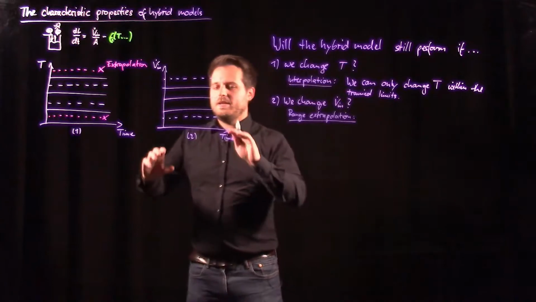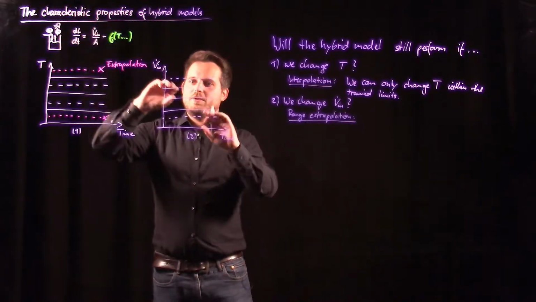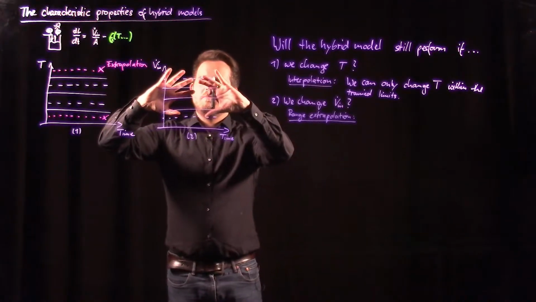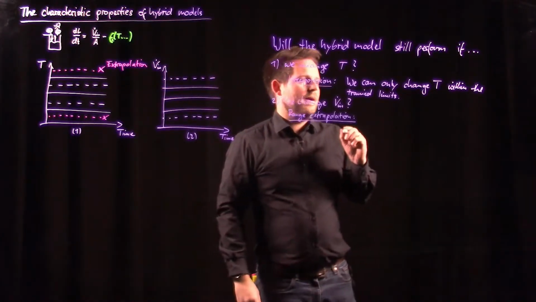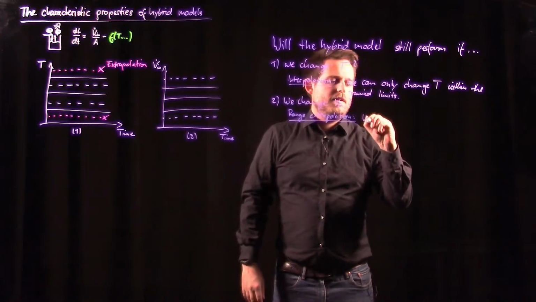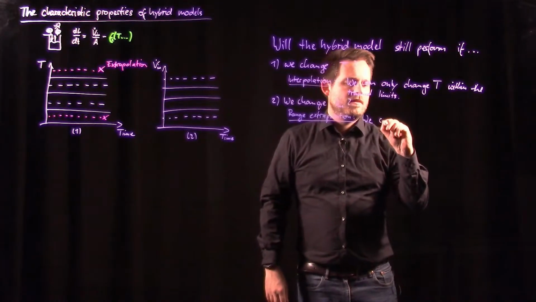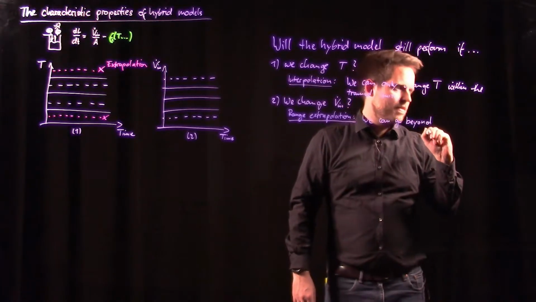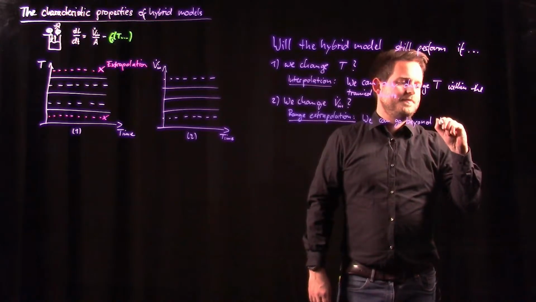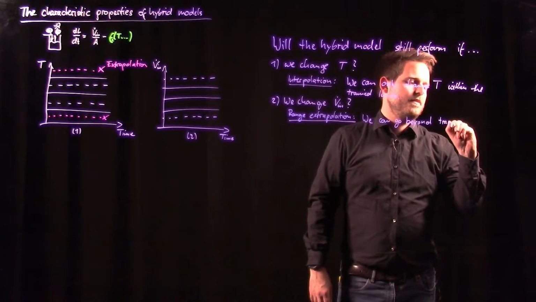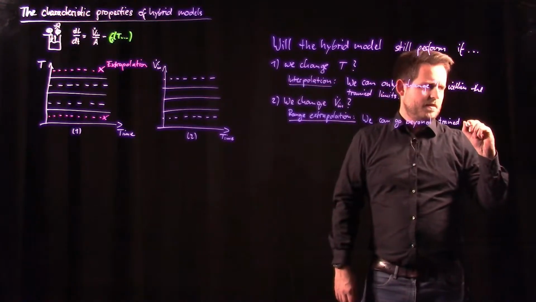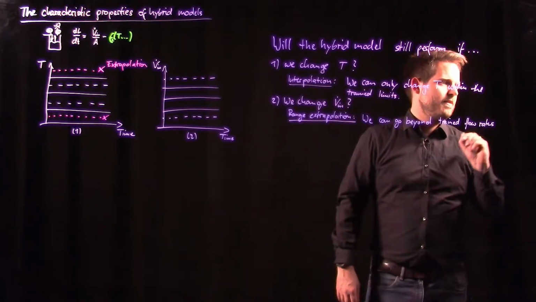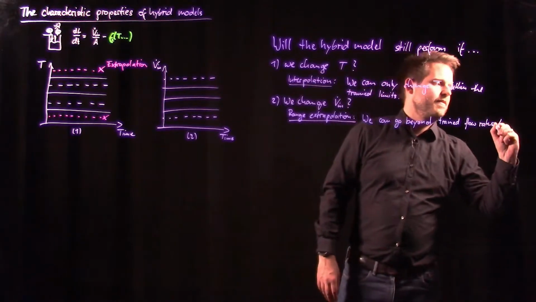since we are actually extrapolating a variable which was varied also in the experiments, but we take it beyond these boundaries. And basically we can go beyond the trained flow rates for v.in.